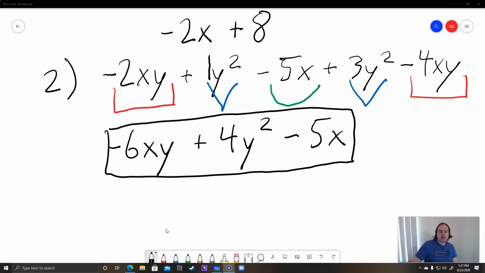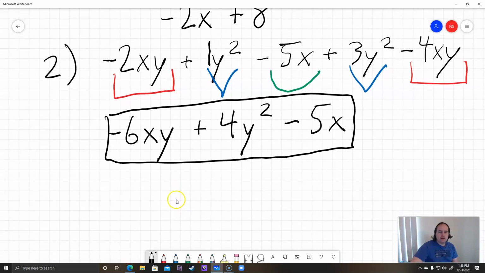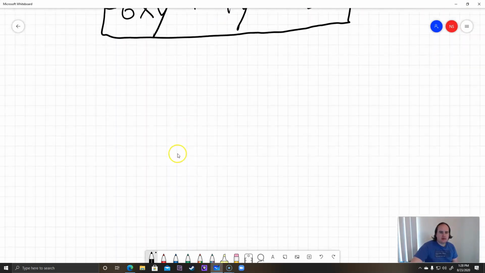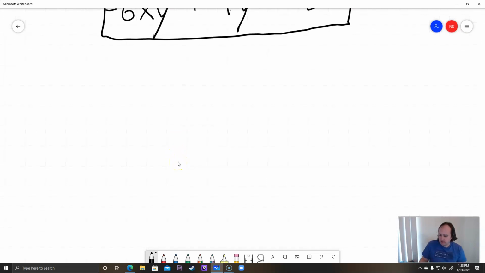Okay, so the next topic I wanted to talk about, this is still the same section, is multiplying using the distributive law. Okay, so that's what we're going to be doing next here. So this is going to be example number 3. Same instructions: the instructions are simplify. And for this one, we have -3 times 22y.